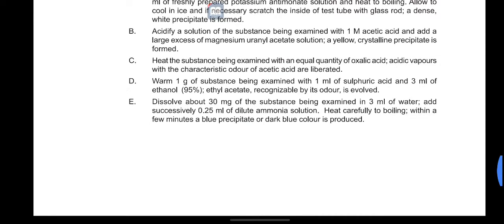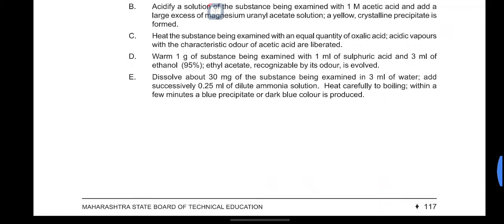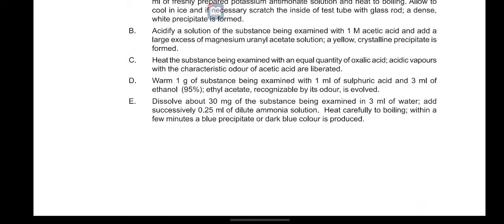The characteristic odor. E test: dissolve about 30 milligrams of the substance being examined in 3 ml water. Add successively 0.25 ml of dilute ammonia solution. Heat carefully to boiling. Within a few minutes, a blue precipitate is formed. Blue PPT is formed. If blue PPT is formed, your sample is sodium acetate.